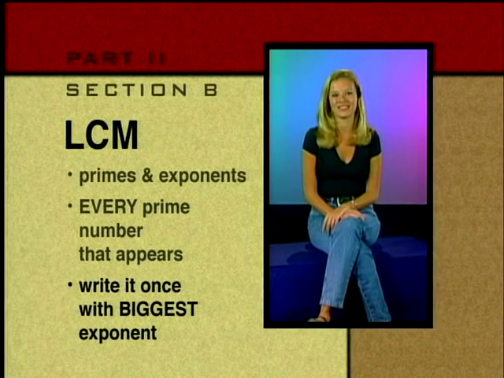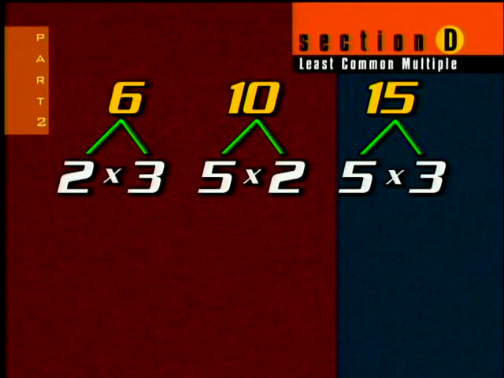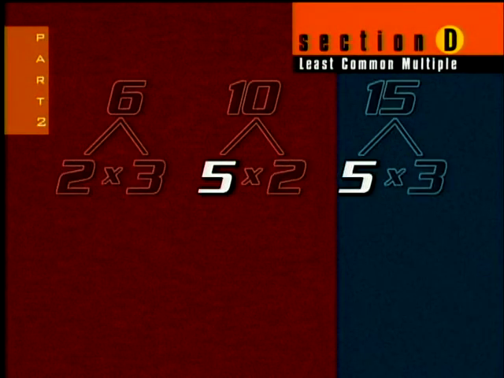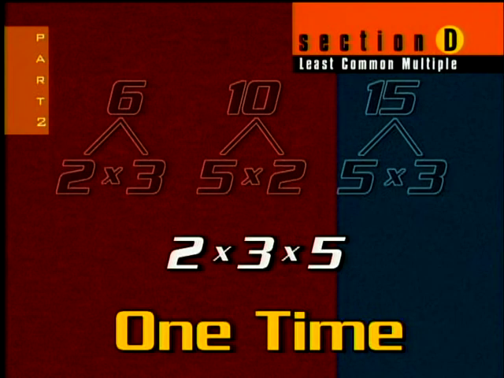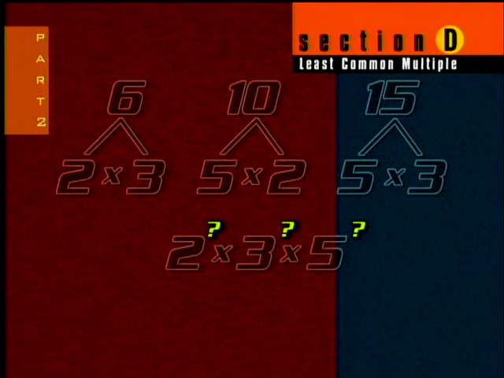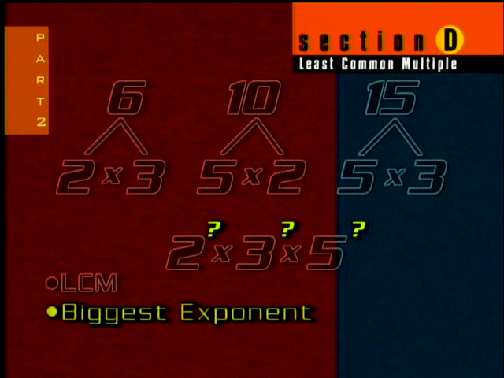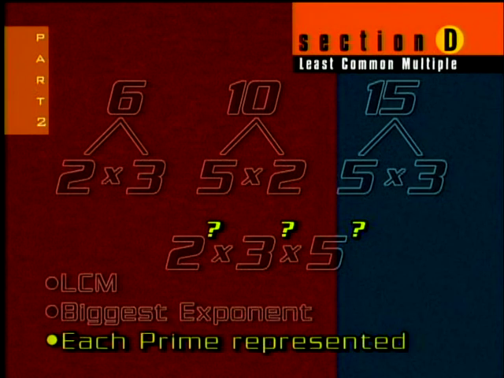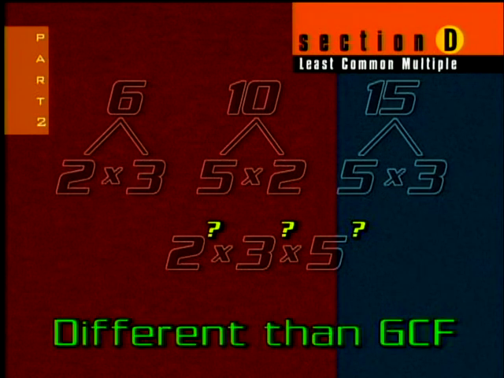Take a look. Since the prime numbers we see are 2, 3, and 5, we're going to use each of these one time and give them an exponent. For the LCM, we use the biggest exponent for each prime number that is represented. This is different from the GCF, where we use the smallest.